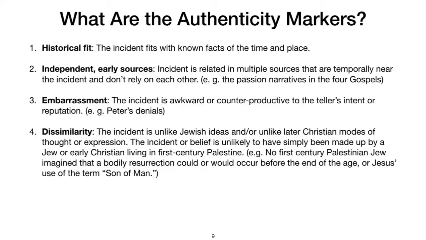And then there's what's called dissimilarity, the marker of dissimilarity. And what we mean by that is that there may be an incident, or there may be a teaching of Jesus, or something that's in the Gospels, but we know that people didn't think that way, or we know things didn't normally happen that way in the first century. And so if we detect these kind of dissimilarity issues, that can also make you think, okay, it probably really happened, because somebody writing then wouldn't have thought that way. They wouldn't have made that kind of thing up. So a great example of that is the resurrection itself.